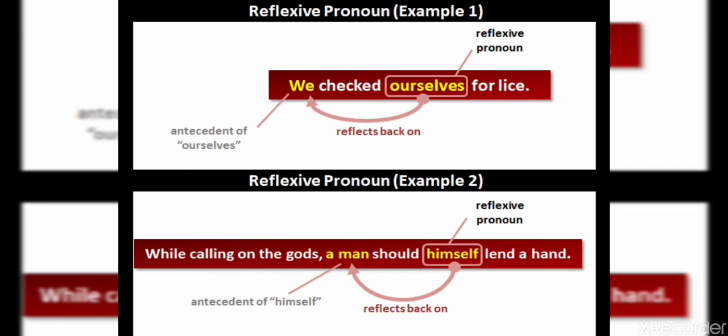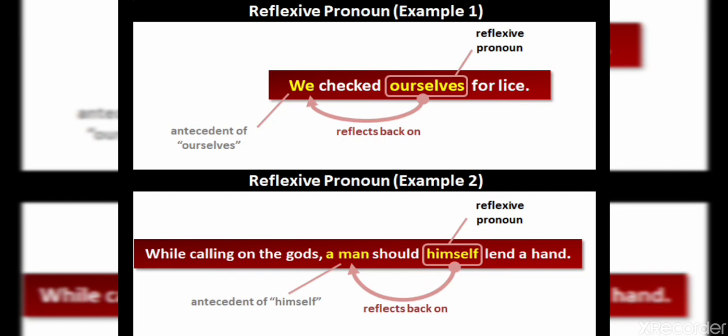Look into the second example. While calling on the gods, a man should himself lend a hand. Here, himself is the reflexive pronoun and it is reflecting back to the noun a man. So here, a man is the antecedent of himself, the reflexive pronoun.